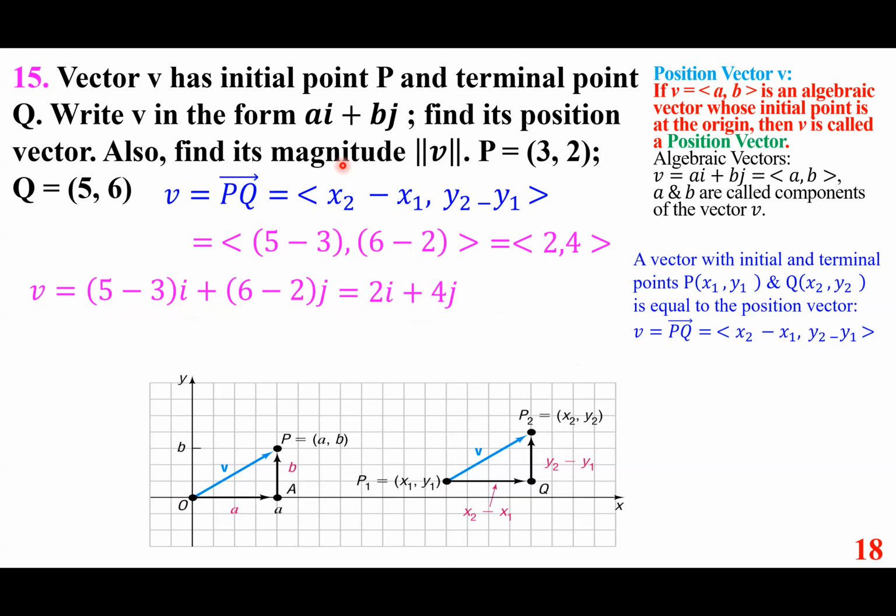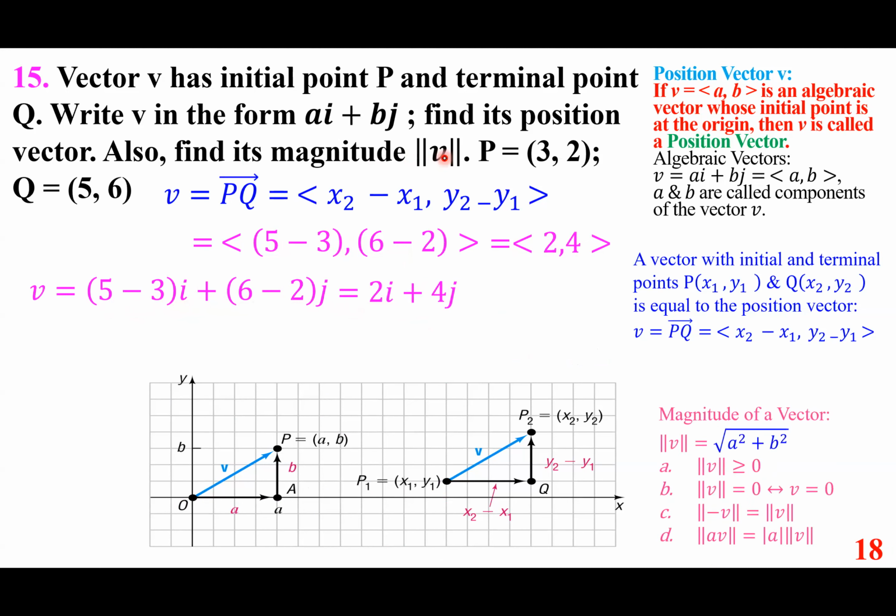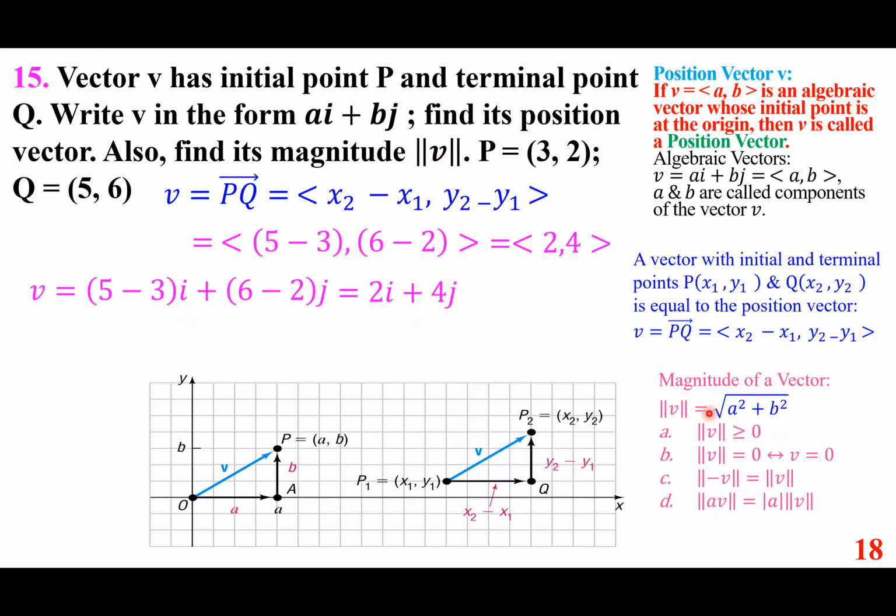We want to find the magnitude. Well, reminding everybody about the magnitude. The magnitude is the square root of a squared plus b squared. It's non-negative. If it's 0, the vector must be 0. Two opposite vectors have the same magnitude. If you multiply it by a number, this is scalar a, you can take it out and put in an absolute value.